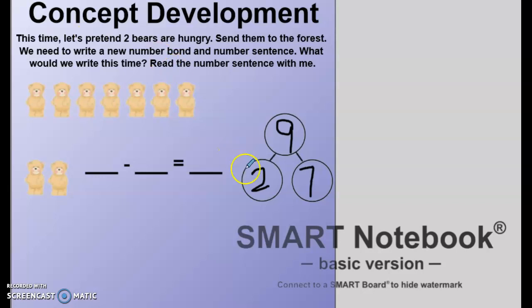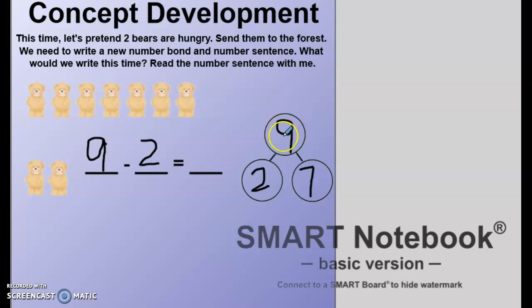So our number sentence or our equation is our whole minus our part equals our other part. So our whole is what? 9. Very good. Minus these bears that walked away, which is 2. Now I'm going to stop right there.